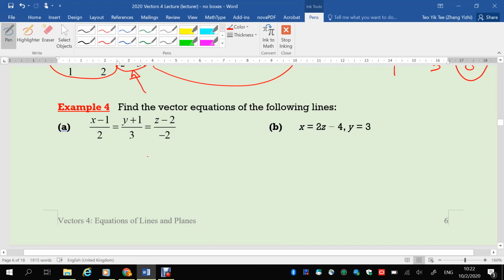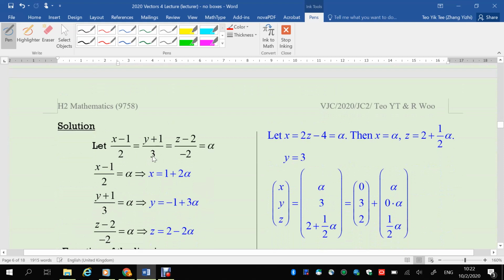Okay, continuing with example 4. This time around we go the other way. I give you the Cartesian equation of the line, and I ask you to give me back the vector equation of the line. So what to do is, this is what you have.